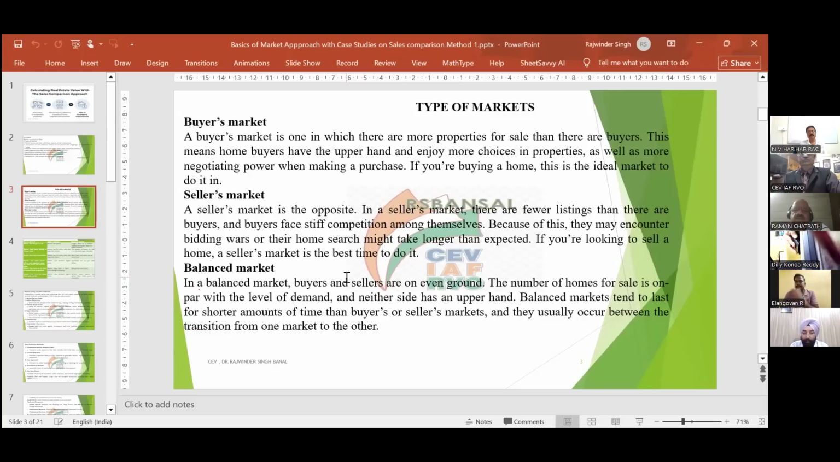And in the seller's market, let us suppose there are only two properties and four buyers are trying to buy those two properties. Okay. So now what will happen? It will be a seller's market. Or if the number of properties for sale and the number of buyers are approximately equal, then we call it a balanced market. Okay. Clear? Any doubt? Thank you.